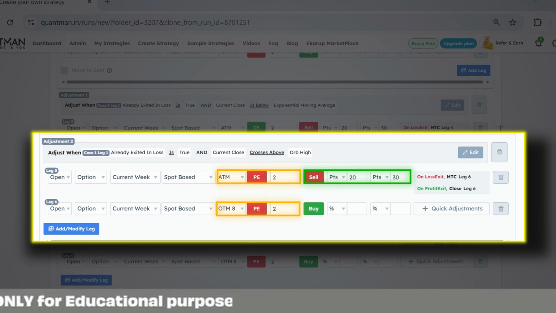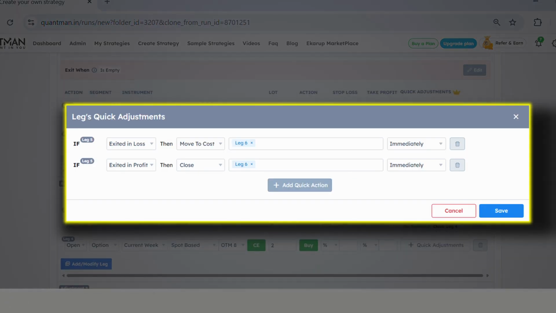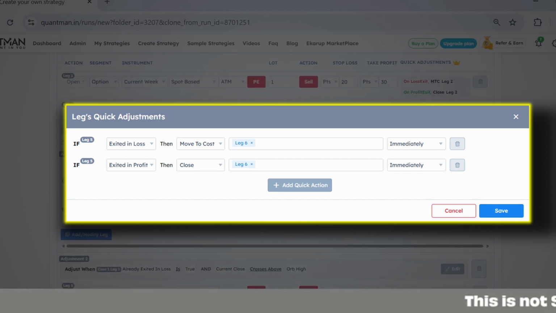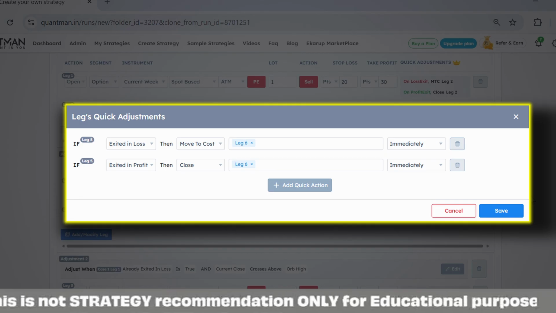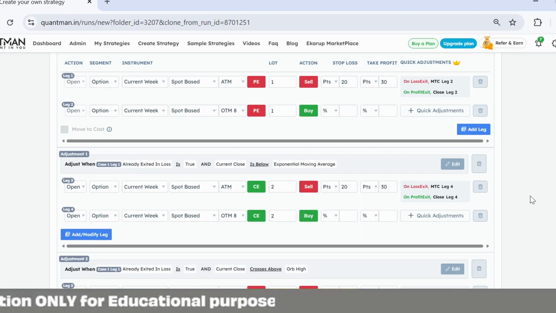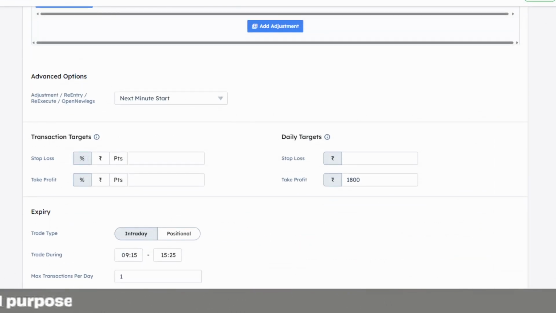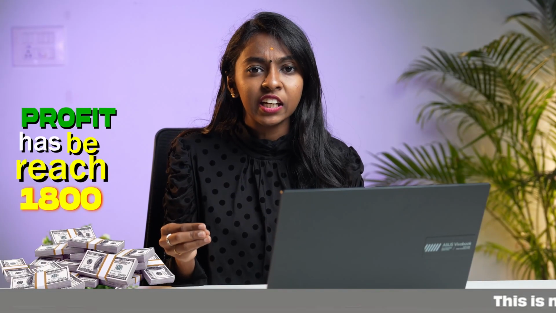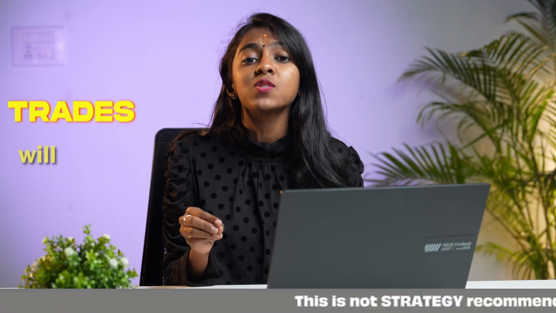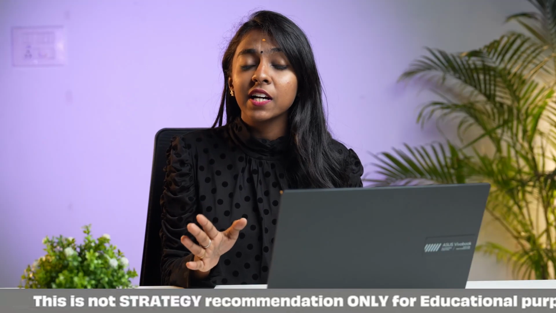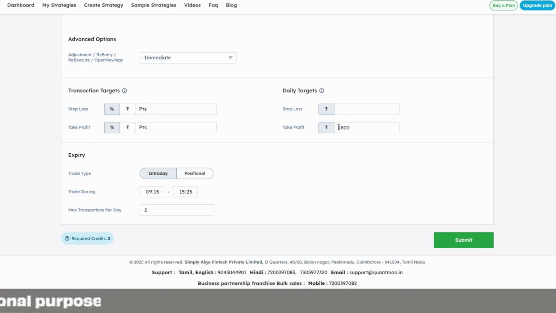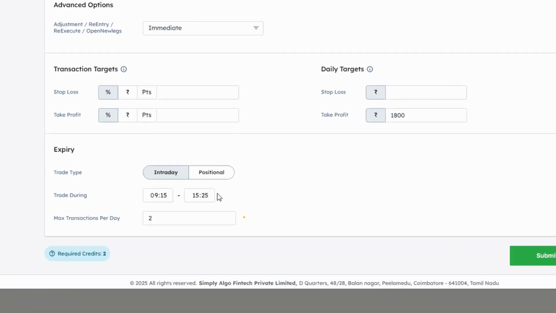Even for this also we are going to add the quick adjustments. So let's say if my leg 5 exited in loss, then I am going to move to cost my leg 6. If my leg 5 exited in profit, then I am going to close my leg 6. For this strategy, I am going to set my daily target around 1800. So once my profit has reached 1800, no matter what, all my trades will get exited. This will help us to earn consistent returns and also avoid overtrading. Now I am going to give my maximum transactions per day as 2.